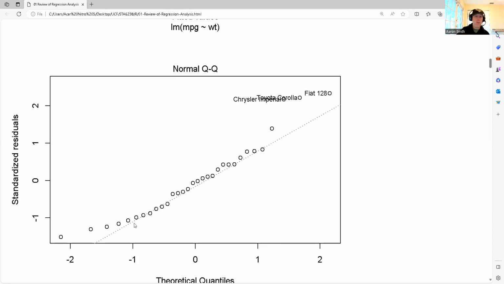If the points deviate severely from a straight line, then that is a violation of the normality assumption, and I can't trust that F statistic. I can't trust the T statistics from the previous hypothesis tests that we were looking at previously.